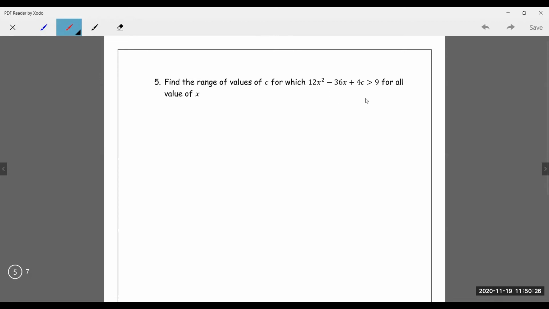To solve this when it is greater than 9, first and foremost, if you just bring over the 9, you end up with a quadratic. So we get 12x squared minus 36x plus 4c minus 9, and that is greater than 0.